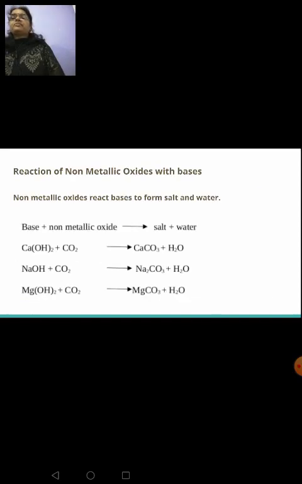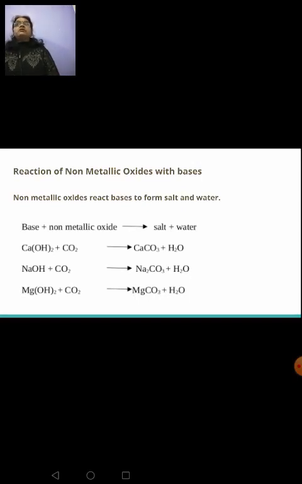Okay, next, reaction of non-metallic oxides with bases. See, non-metallic oxides react with bases to form salt and water. One of the reactants is a base and the other should be an acid to give you the output as salt and water, and it is an example of neutralization reaction anyway. So carbon dioxide is the best example for a non-metallic oxide. It reacts with a base to form calcium carbonate, which is a salt, and gives water. Sodium hydroxide reacts with carbon dioxide to form sodium carbonate, and then it gives out water. Magnesium hydroxide with carbon dioxide gives magnesium carbonate and water.